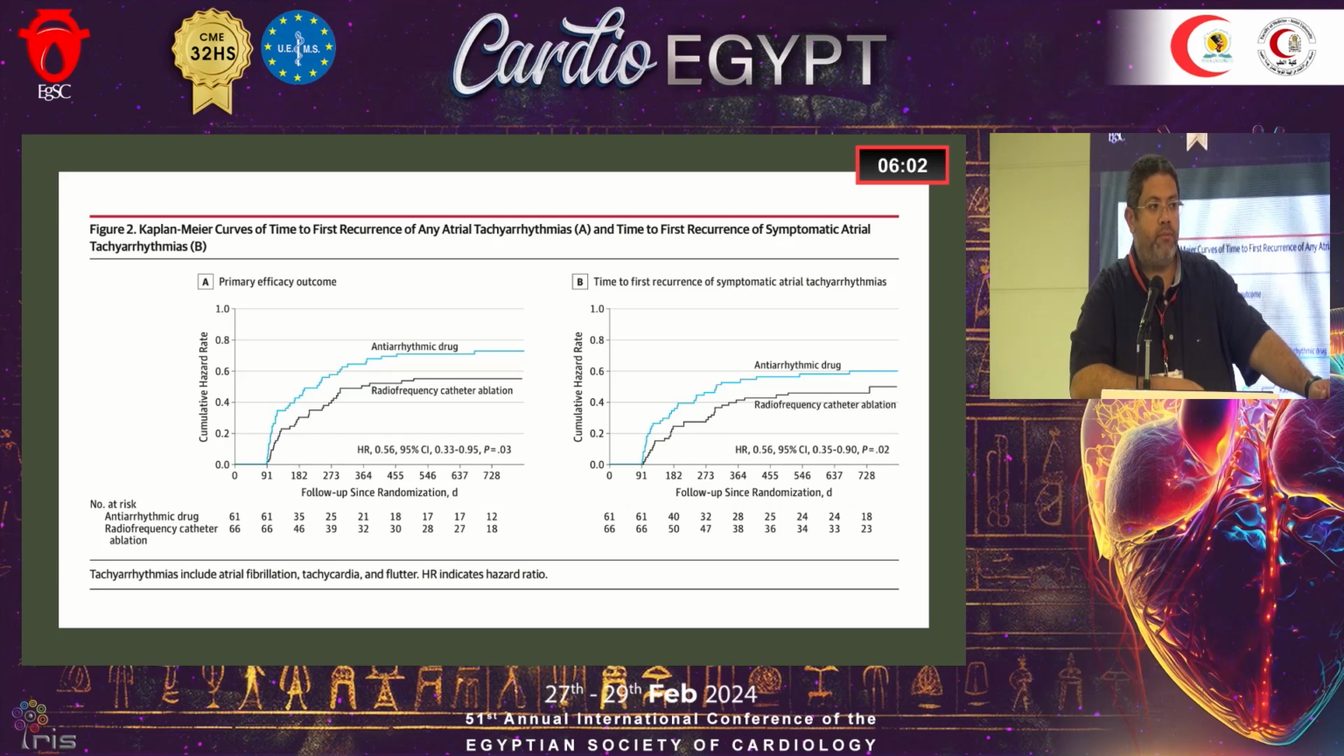These patients were followed rigorously, biweekly, with transtelephonic monitoring, and they were asked to report an ECG if they developed any symptoms. And these patients had better arrhythmia-free survival in the arm that did catheter ablation when compared to antiarrhythmic drugs. The time to first recurrence of symptomatic atrial tachyarrhythmia was also longer in the arm that had catheter ablation.